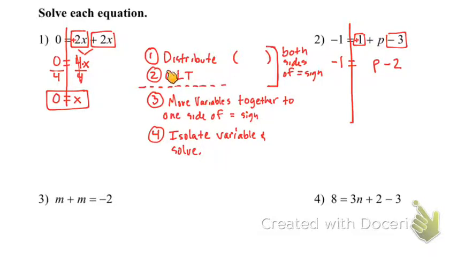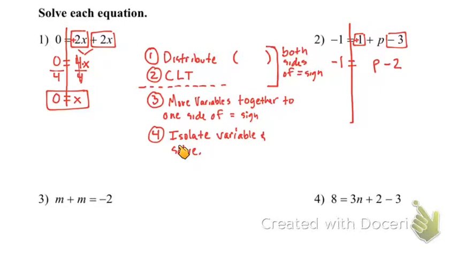Okay, so we just combine like terms on the right side. We are done with step 1 and 2 for both sides. Now we go to step 3. Do I have variables on both sides? The answer is no, so I do not have to do step 3.